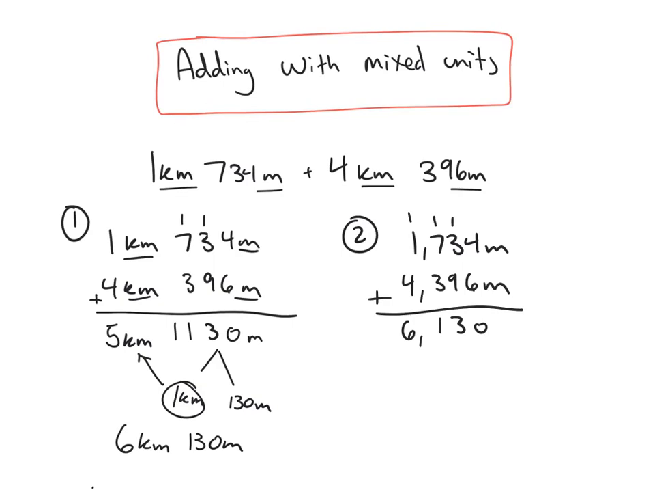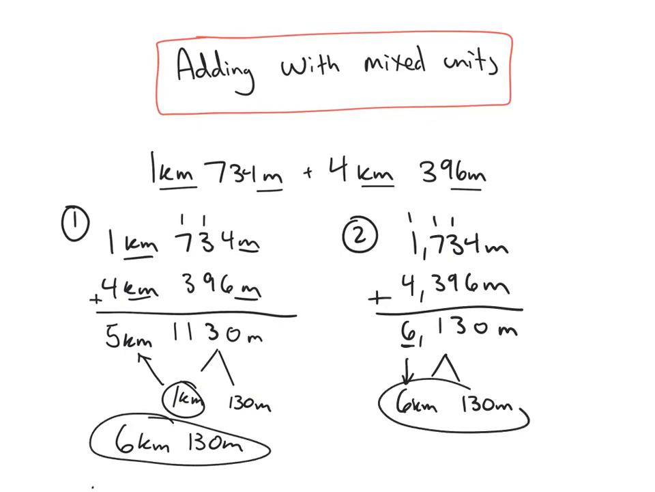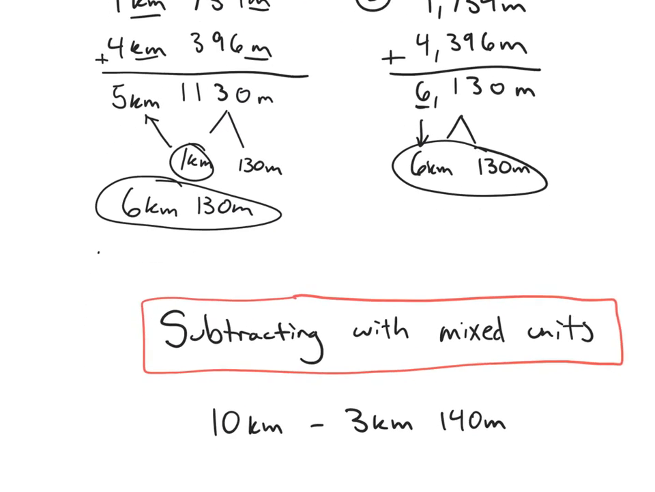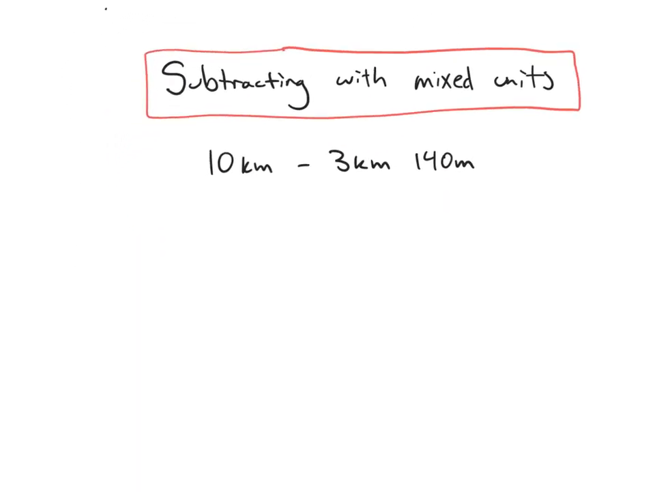And I get 6,130 meters, and in that I can pull out 6 kilometers and 130 meters, because I have 6,000 here, which is equal to the 6 kilometers. So you see I get the same answer in both methods. It just kind of depends on which method you prefer, converting first and then adding, or adding first and then converting. We have the same process here for subtracting.